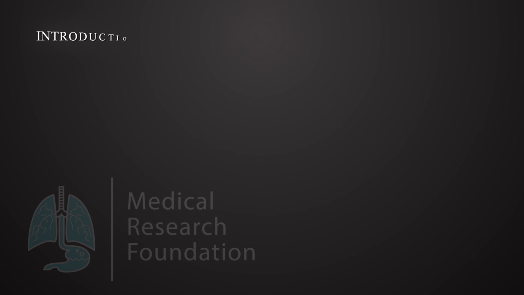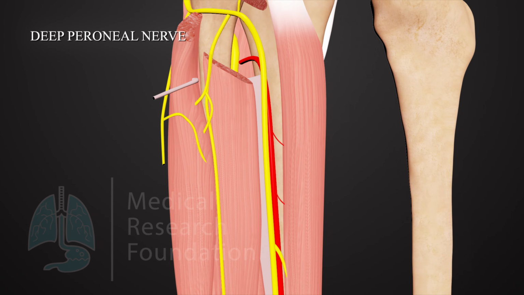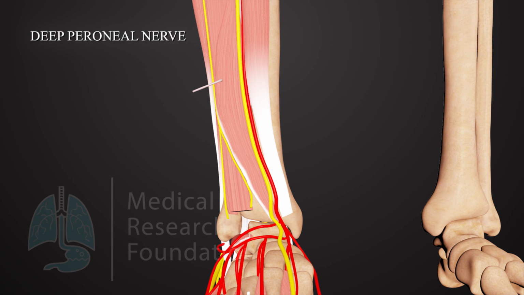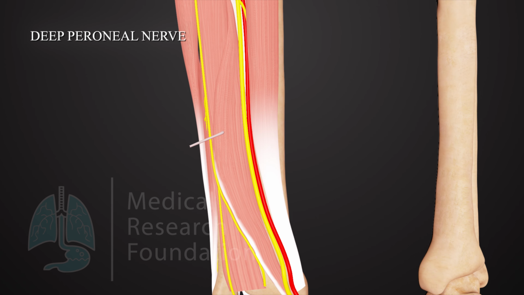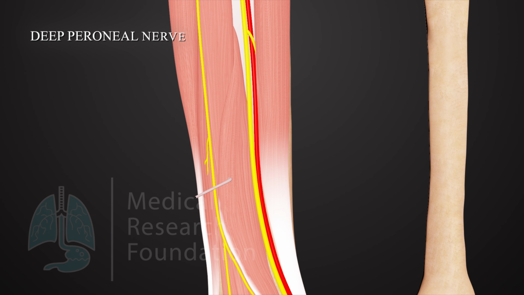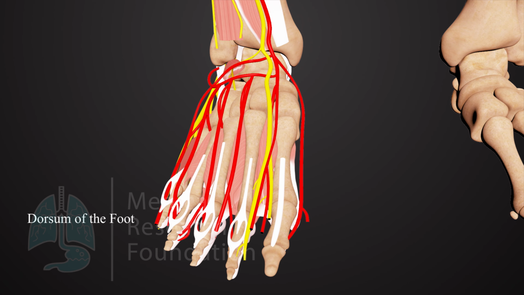Introduction. Deep peroneal nerve. The nerve lies lateral to the anterior tibial artery in its upper and lower thirds, but anterior to the artery in its middle third. This is the nerve of the anterior compartment of the leg and the dorsum of the foot.